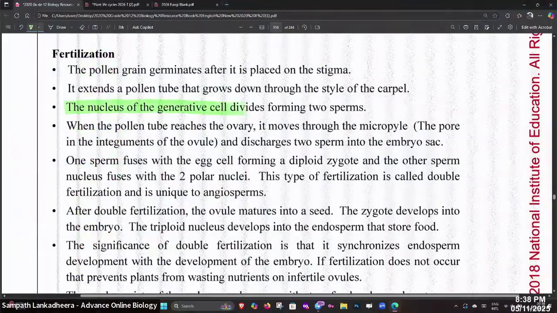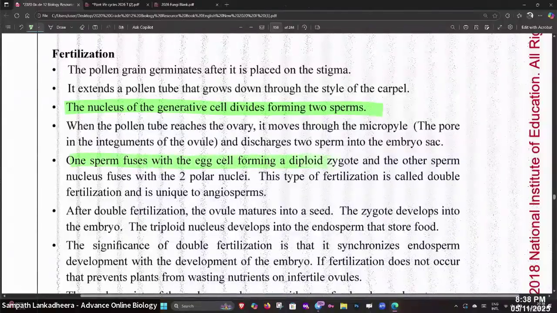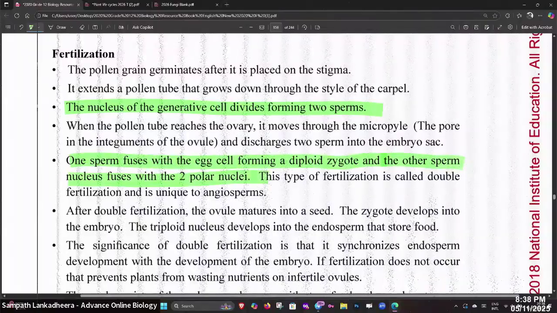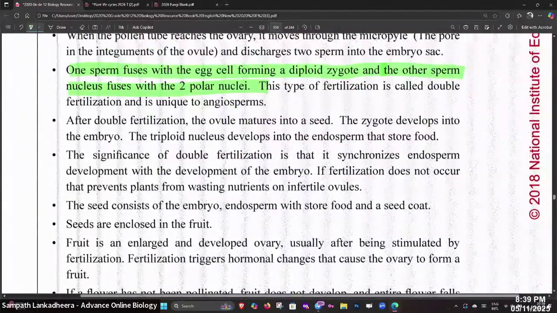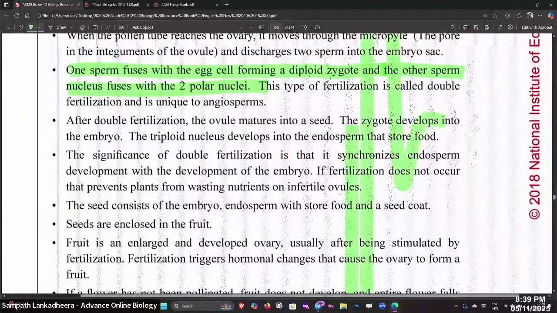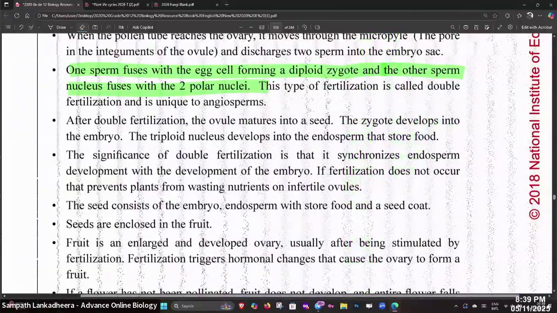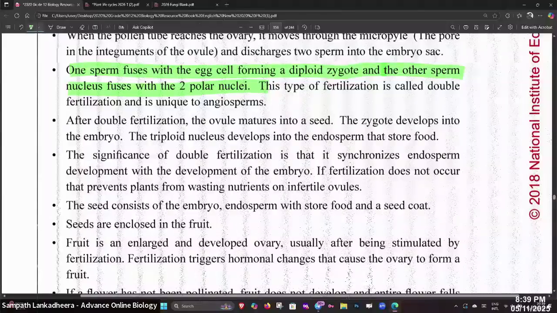The nucleus of the generative cell divides, forming two sperms, and then one sperm fuses with the egg cell, forming a diploid zygote, and then the other sperm fuses with the 2n polar nucleus. This type of fertilization is called double fertilization. After double fertilization, the zygote develops, right? The zygote is going to form, and then it becomes the embryo.